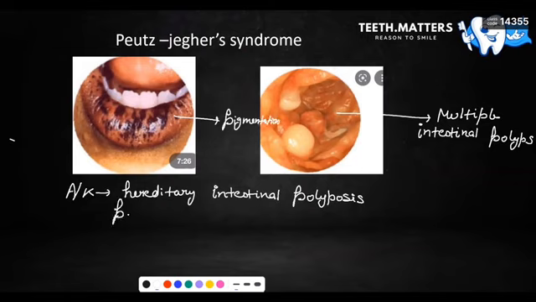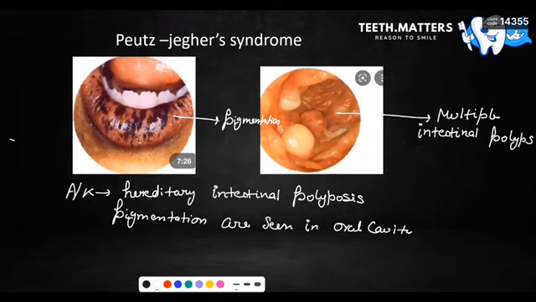So pigmentation is seen in the oral cavity, lips, and hands.